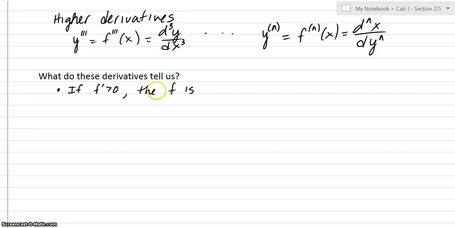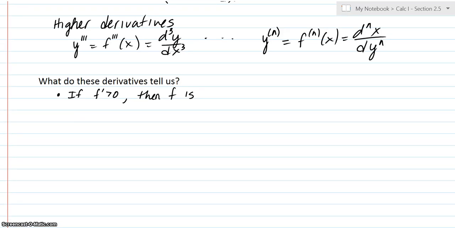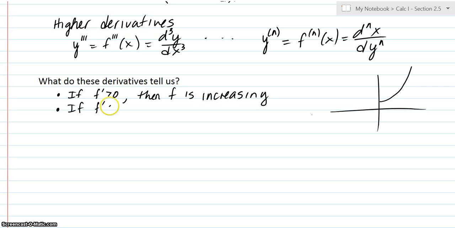So if the first derivative is positive, that means that the original f, if you remember, this is like the slope, the dy dx, of the tangent line. And as we go up, that means that f is going to be increasing. It does make sense, because if I draw something that has positive slope, that means that you must have an increasing function. If f prime is negative, then that means that f is decreasing.